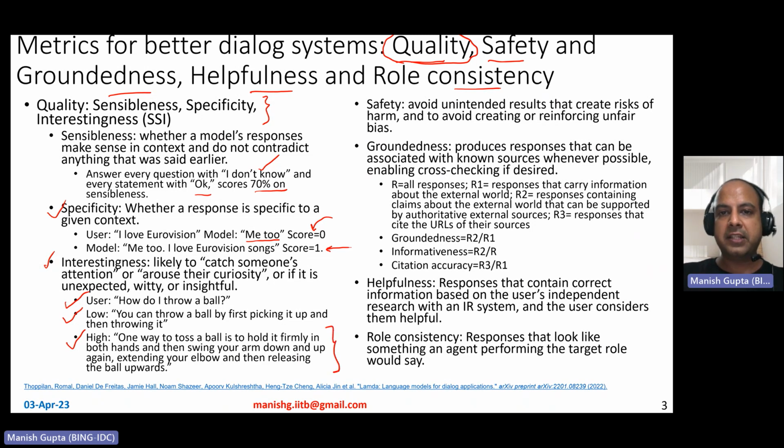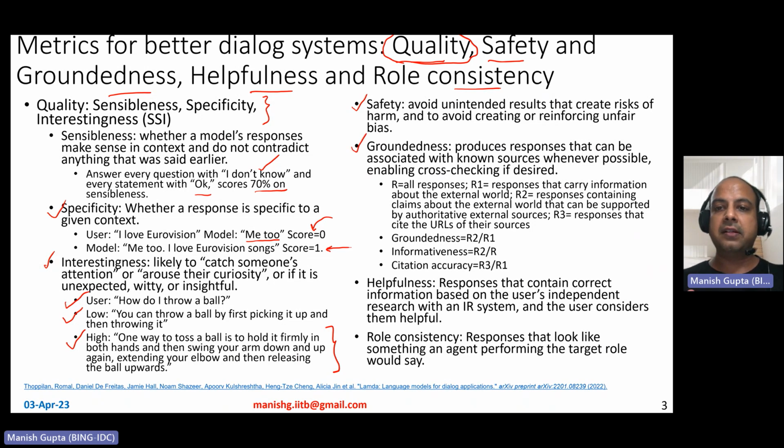More interesting response. Besides quality, safety and groundedness are also important in a dialogue model. So safety basically means the dialogue model responses should avoid unintended results that create risks of harm, and avoid creating or reinforcing unfair biases. Right?